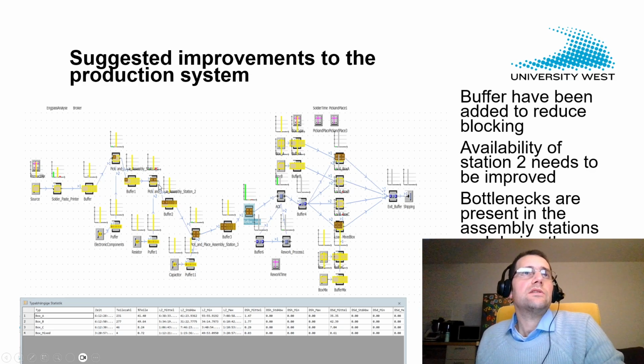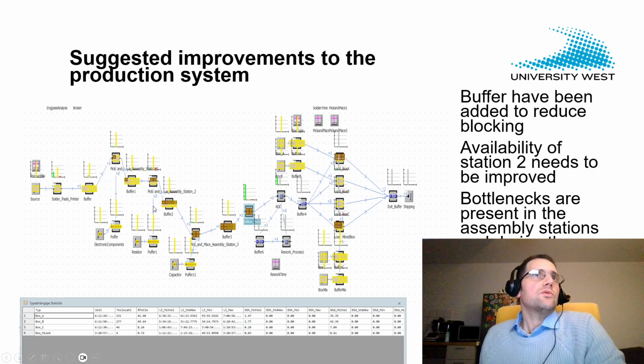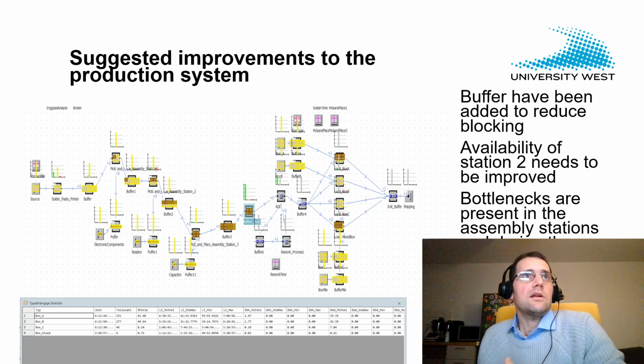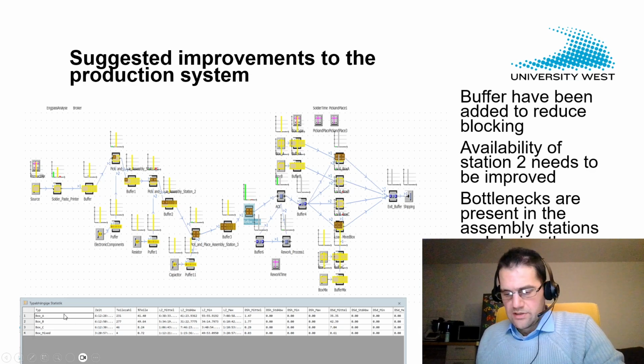So the assembly stations are more or less the bottleneck here, and could be improved to, let's say, create a parallel line here, for example. Here we see that the boxes are passing through.